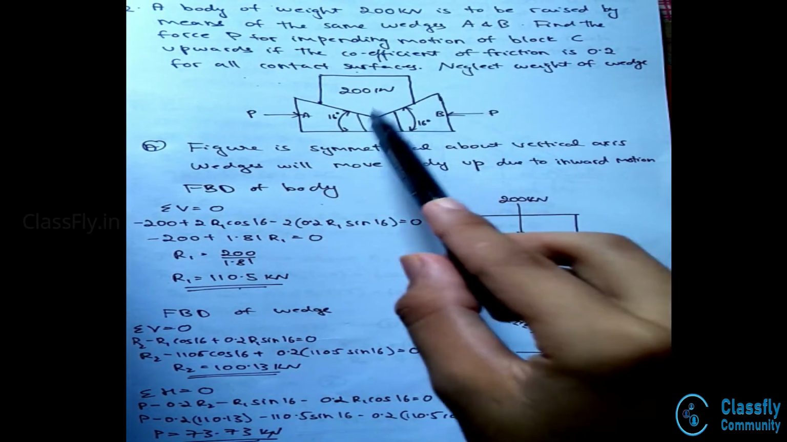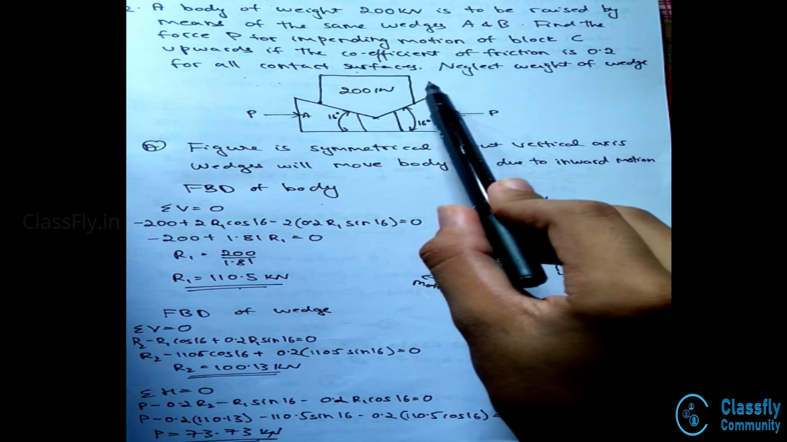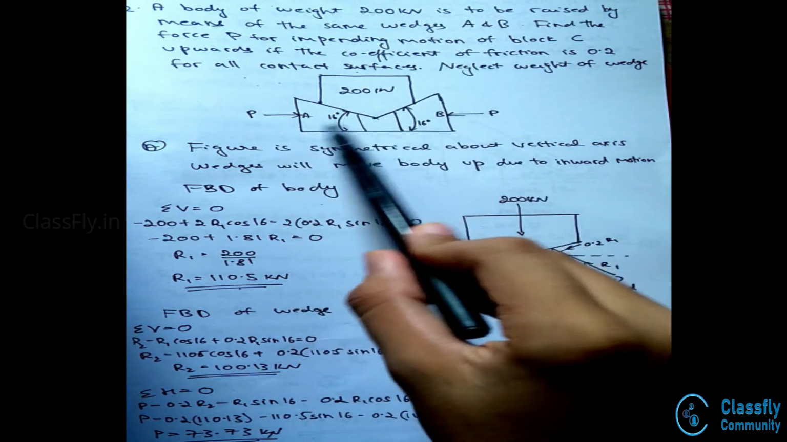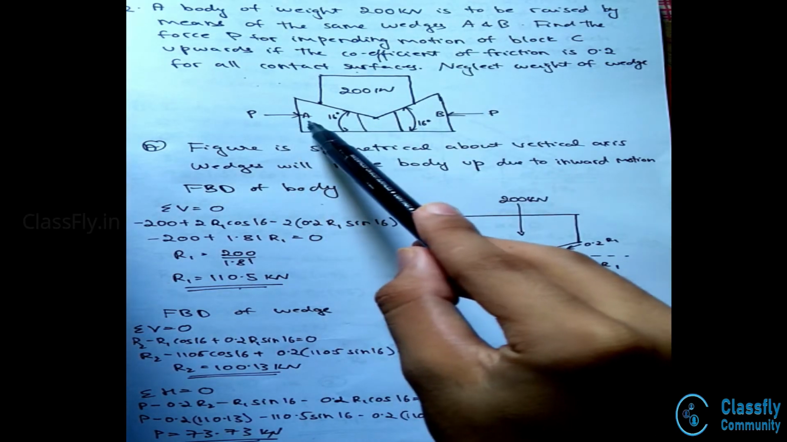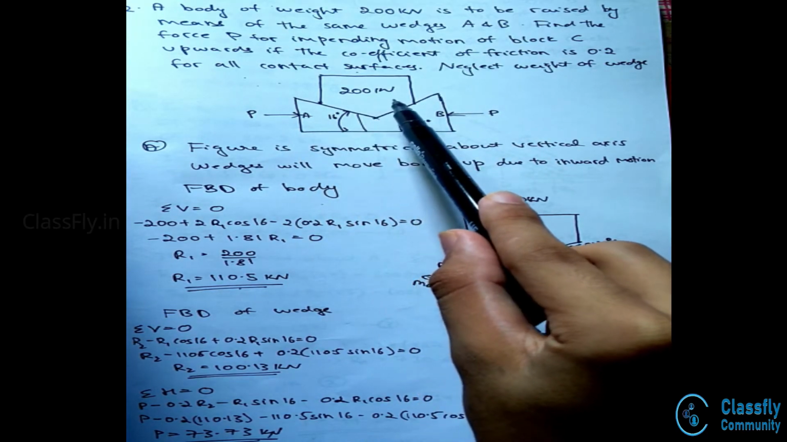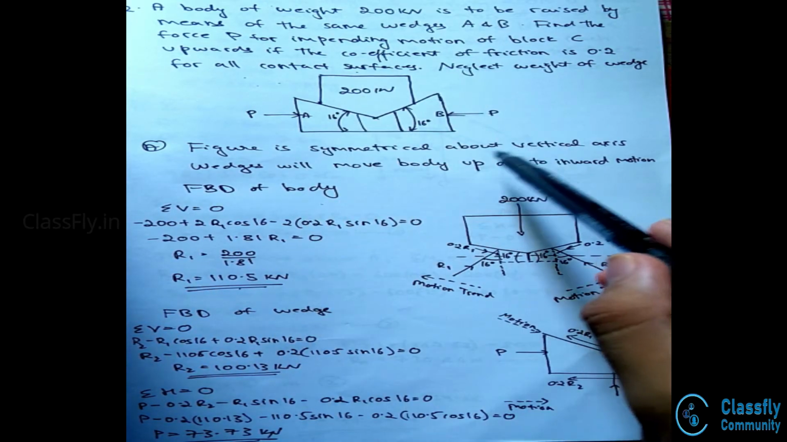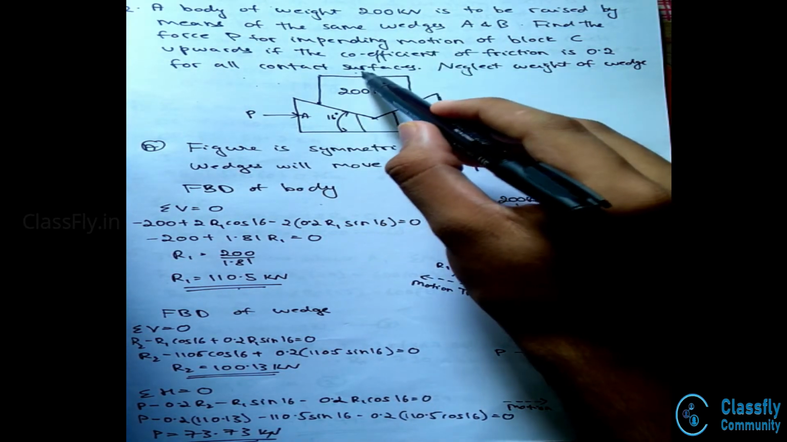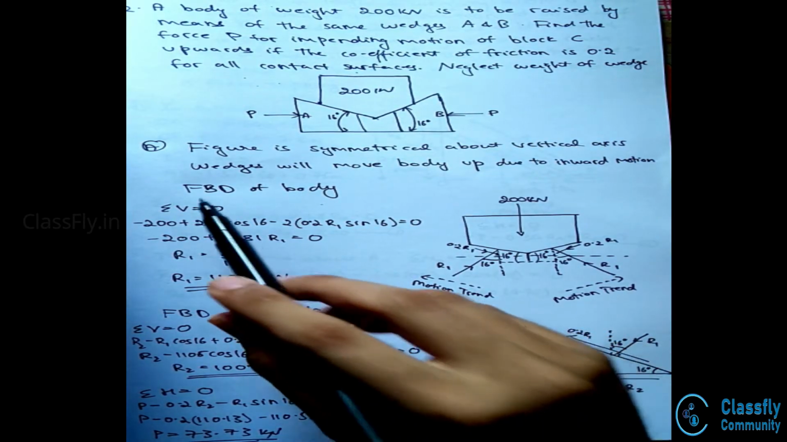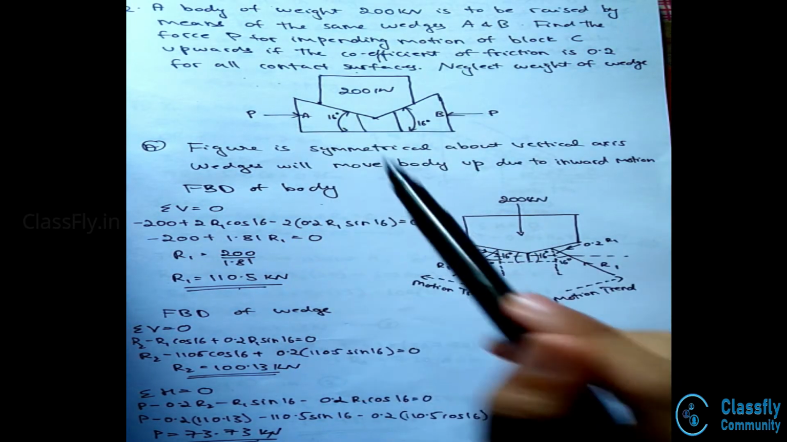Here they have given us that a body weighing 200 kN is to be raised upward by the horizontal movement of the two wedges. Hence, we have to find the horizontal force P, which will impede the motion of the block C upwards. Now, we can see that the figure is symmetrical about the vertical axis. The figure is the same if a midline vertical axis is drawn. Hence, the wedges will move the body upwards due to their inward motion.